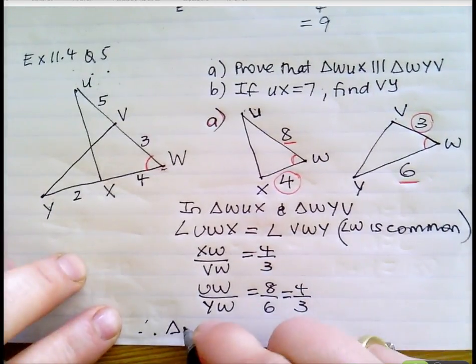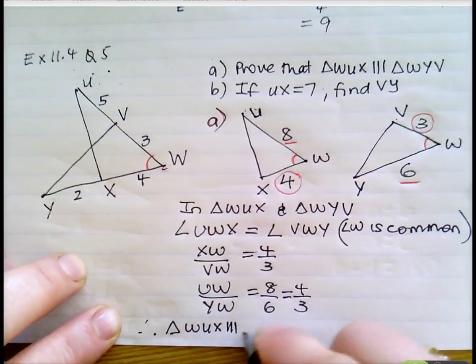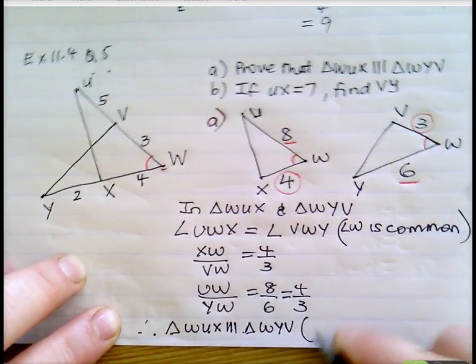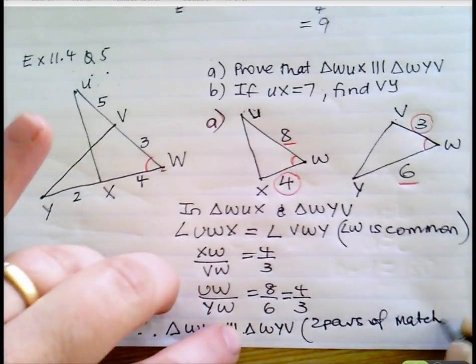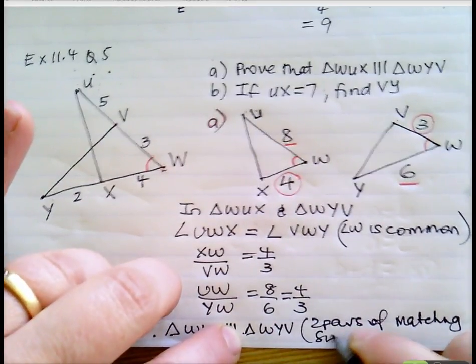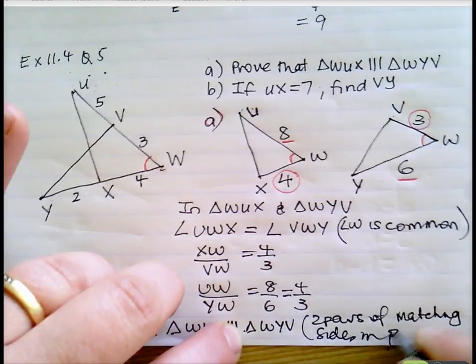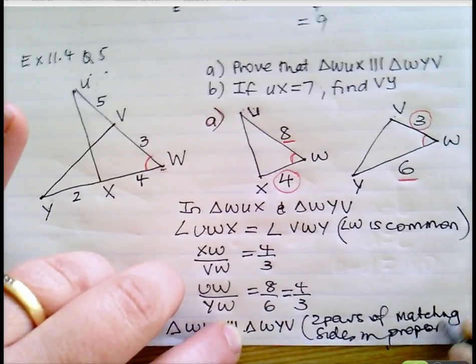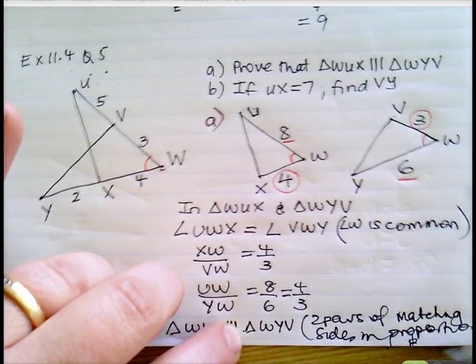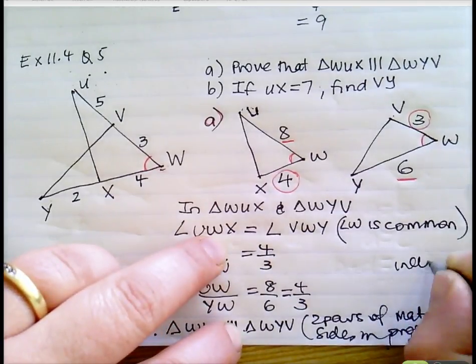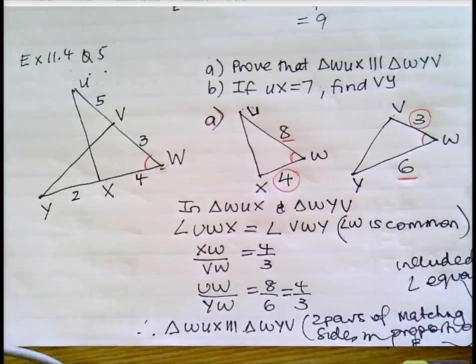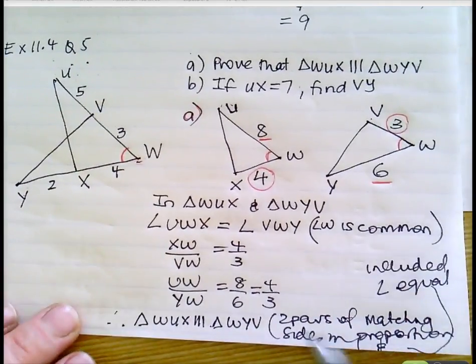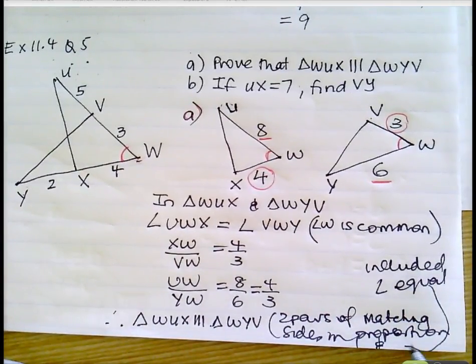So we've got, therefore, triangle WUX is similar to triangle WYV. I've got two pairs of matching sides in proportion. Girls, do not pack up. And included angle equal. And I'm running out of room. I should have just written sides about equal angles in proportion. Two pairs of matching sides in proportion and included angle equal.